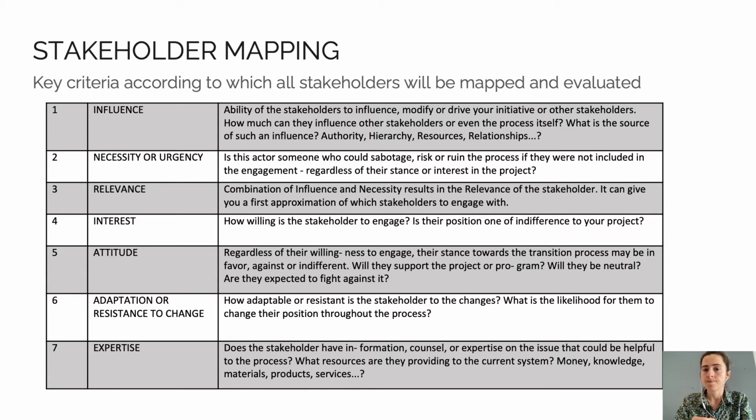Necessity or urgency. So this particular actor that you are thinking of working with, is this stakeholder somebody who could sabotage, risk, or even ruin the process if they were not included in the engagement, if you are to leave them out? So regardless of their stance, regardless of their interest in the project, how likely is it that unless you include them, they will negatively influence or negatively impact the project? Should you therefore be including them?